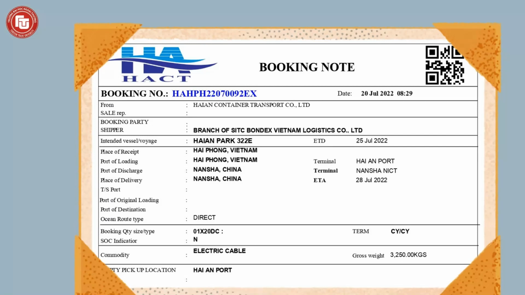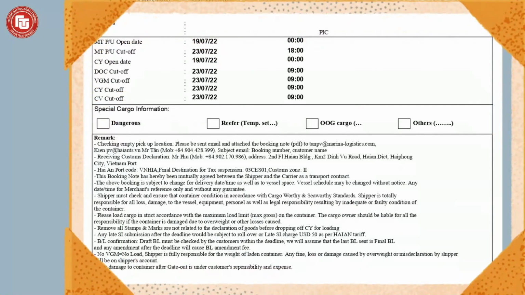The gross weight is 3,250 kilograms. The quantity type in our case is 01X20DC, which means that the quantity is one container, size 20, and the type of container is a dry container. The SOC indicator means shipper-owned container. The indicator for the ownership of Sumitomo in this case is the letter N. The term CY/CY essentially means container yard to container yard, referring to the carrier port or terminal where goods are dispatched and the delivery port or terminal where the consignee accepts the goods.